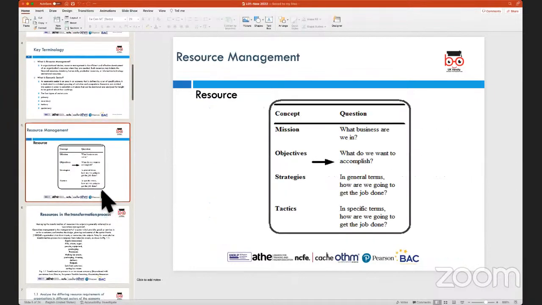Now, just to put this into context, when we look at resource management, when you classify resources, all companies would tally this with four different parts of their workings within the organization. One would be, what is the mission of the organization? What are the objectives they want to fulfill? What are the strategies or plans the organization has to be able to provide these services?